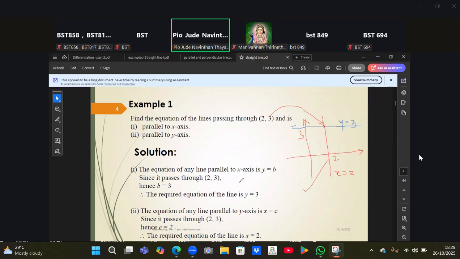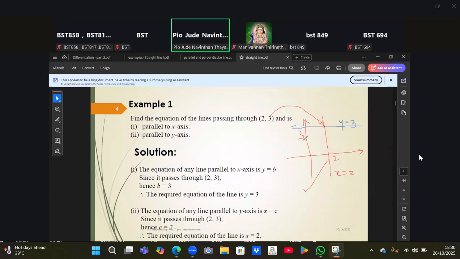Or you can say this one, similarly, my solution. Any equation of any line parallel to the x-axis is y is equal to b. But this line passes through (2, 3). Therefore, b is equal to 3. So, the required equation is y is equal to 3. We already got it now. Our target is we need to find the equation of a straight line. It may be in this format or this format, right?